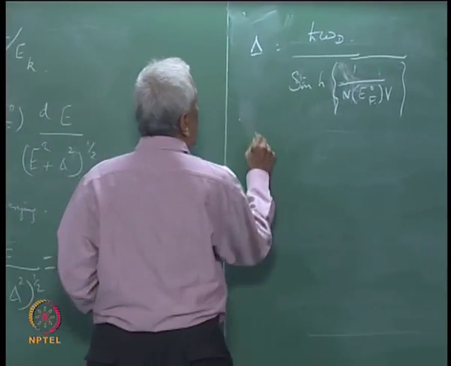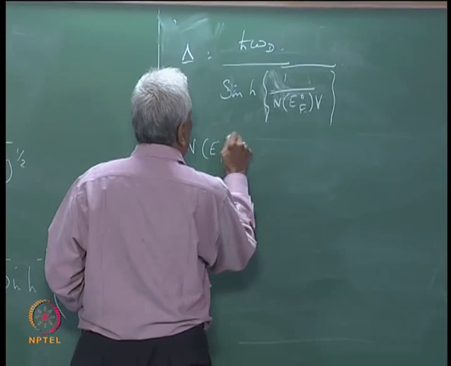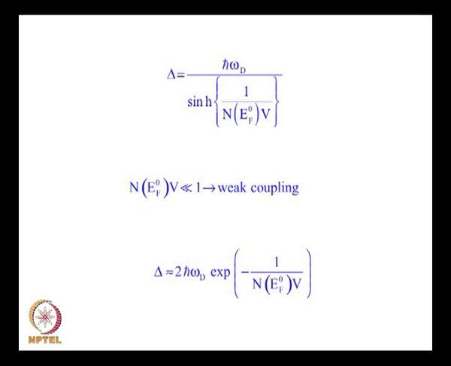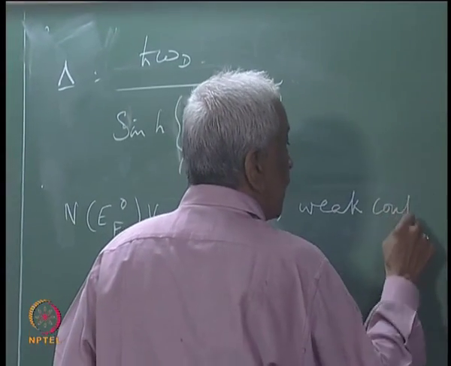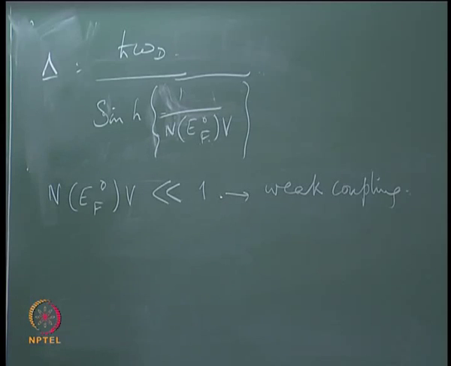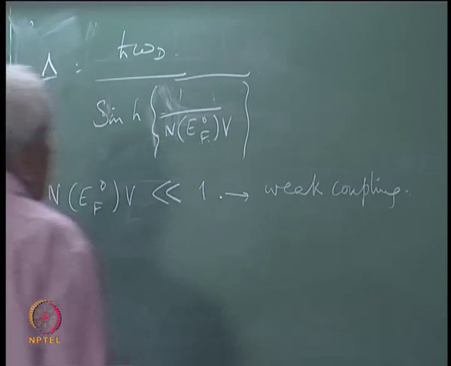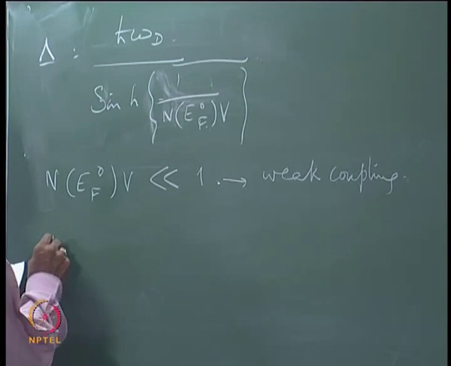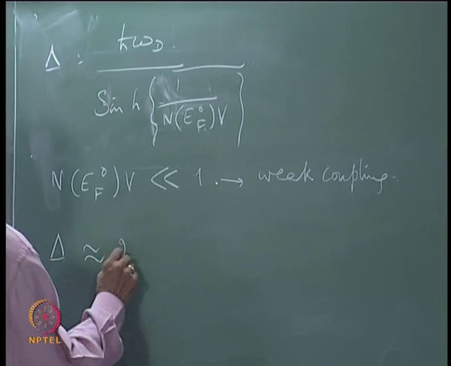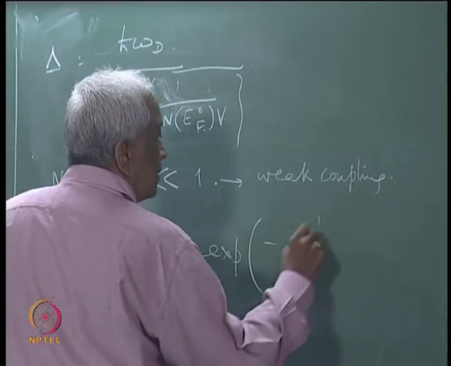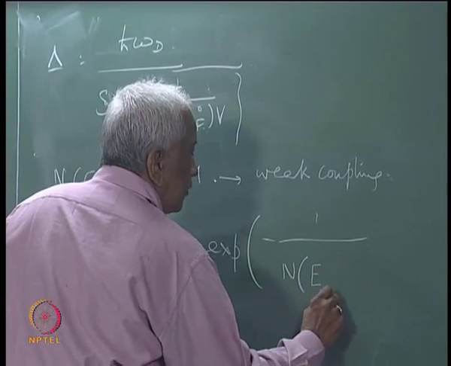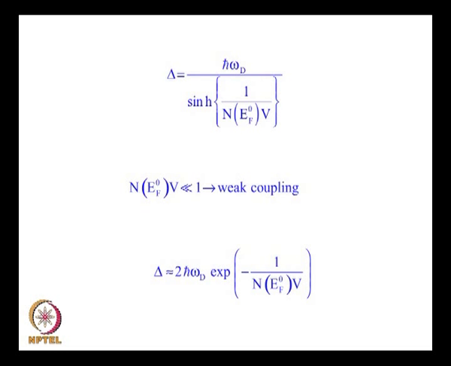And if n of E f 0 V is very small compared to 1, which is the condition known as weak coupling, the electron phonon coupling is weak and the attractive interaction bringing about the superconducting transition is rather weak. In that limit, delta can be approximately written as 2 h cross omega d exponential minus 1 by n of E f 0 V.